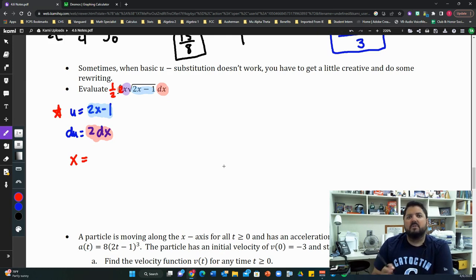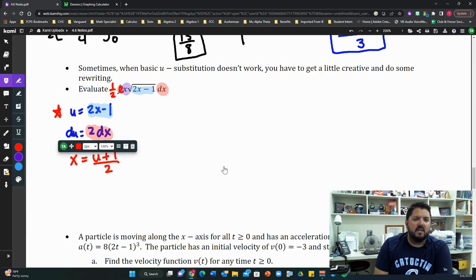So one way around this is to solve that relationship for x and use that to replace it in the original integral. For example, if I solved this equation for x, I would add 1 to both sides and divide everything by 2. So I would get u plus 1 all over 2. That is the same relationship that we established here, just in reverse order. But now I have accounted for everything that is in the original integral. Now I have something to replace that x with.